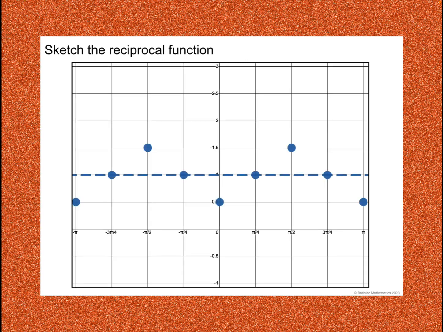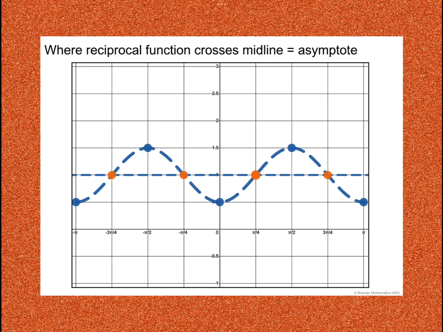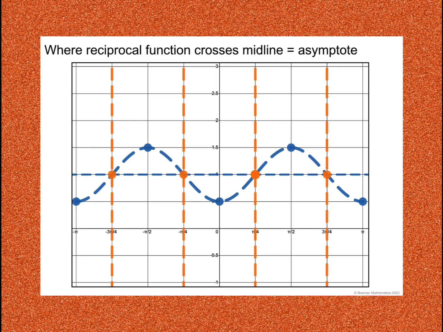So there are all the points of my sine function. Check and make sure you plotted those correctly. And so this is my reciprocal function, the sine function that corresponds to the given cosecant graph. Now that I have this, I'm going to use this blue graph to help me graph my actual cosecant function. First thing I do is notice every point in which this blue graph intersects our midline, which would be these 4 points here. Those points where the reciprocal function crosses the midline are equal to the asymptotes of our cosecant graph.